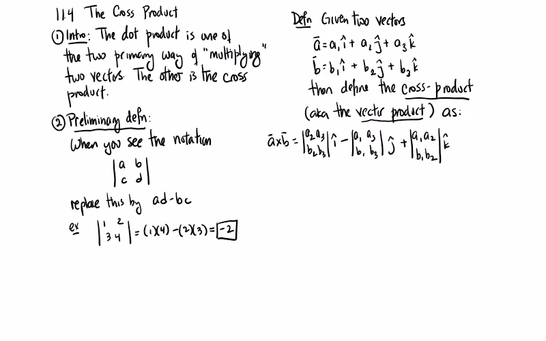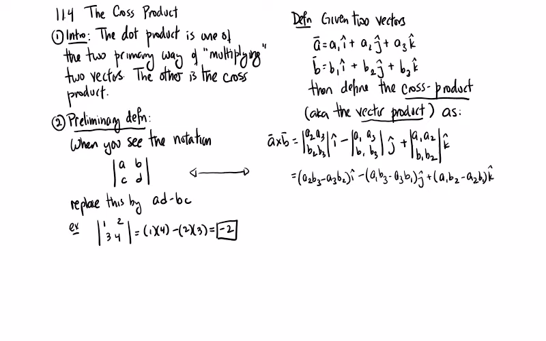Now, for what it's worth, according to this little notation on the left that we did right here, you can then work this out. You can write this as A2B3 minus A3B2 I. You can write this next one as A1B3 minus A3B1 J. And you can write the third one as A1B2 minus A2B1 K. Now, this is what the book does.